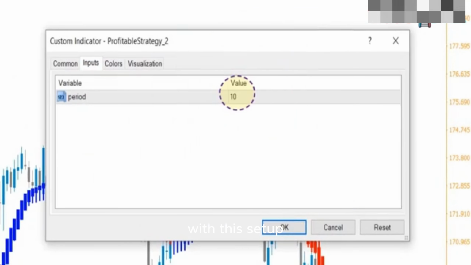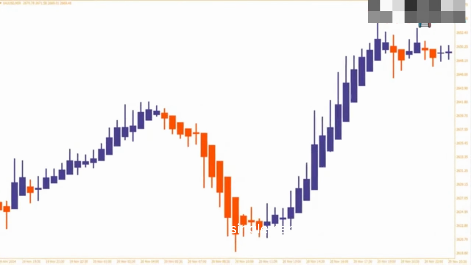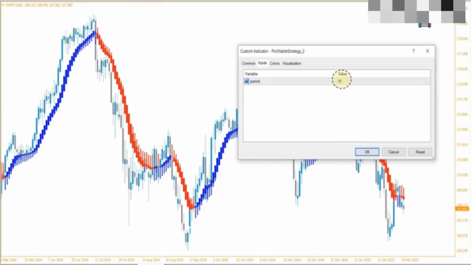With this setup, the indicator begins to resemble Heiken Ashi. But there's a key difference. Instead of overlapping the candlesticks, it's positioned alongside them, because this indicator calculates its bars based on multiple periods of price action. In contrast, a traditional Heiken Ashi bar only analyzes a single candlestick at a time. This indicator is incredibly flexible. You can use it just like a traditional Heiken Ashi indicator by setting the period to 1, keeping it simple and straightforward.